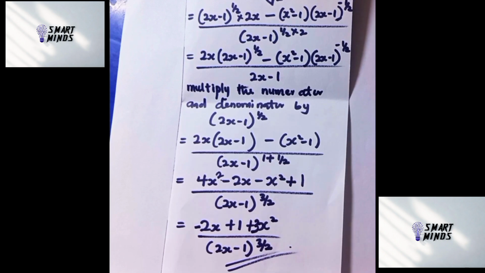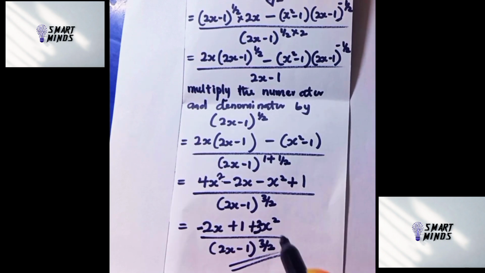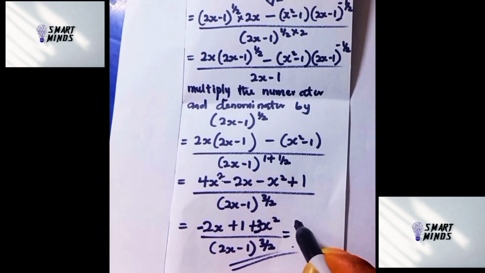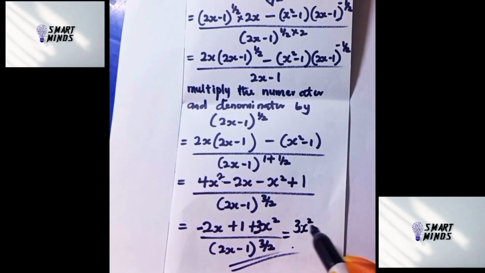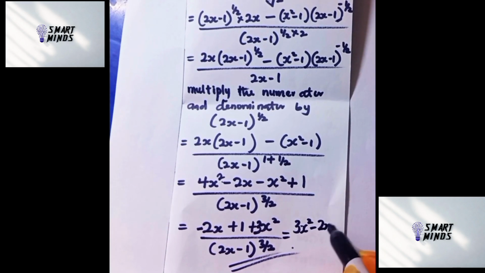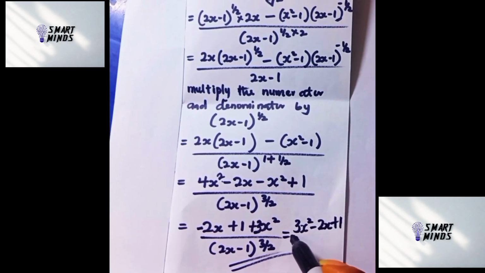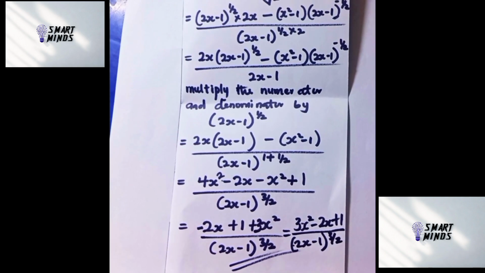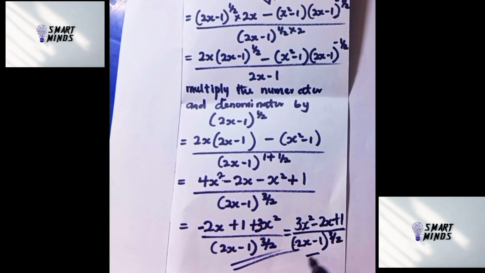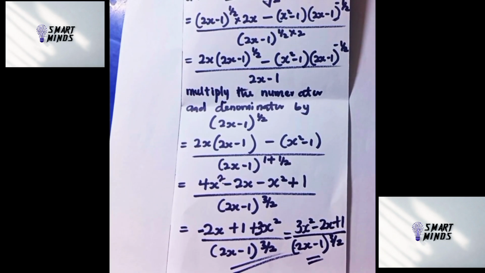Okay, now recall, you can still write this as 3x squared minus 2x plus 1 all over 2x minus 1 raised to power 3 over 2. It's still the same thing. All right, okay, so here is just the answer to that question. I hope it is very clear.